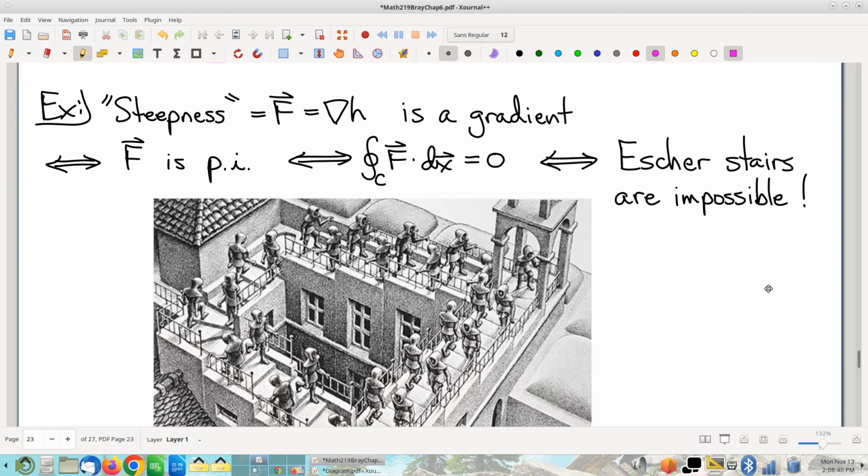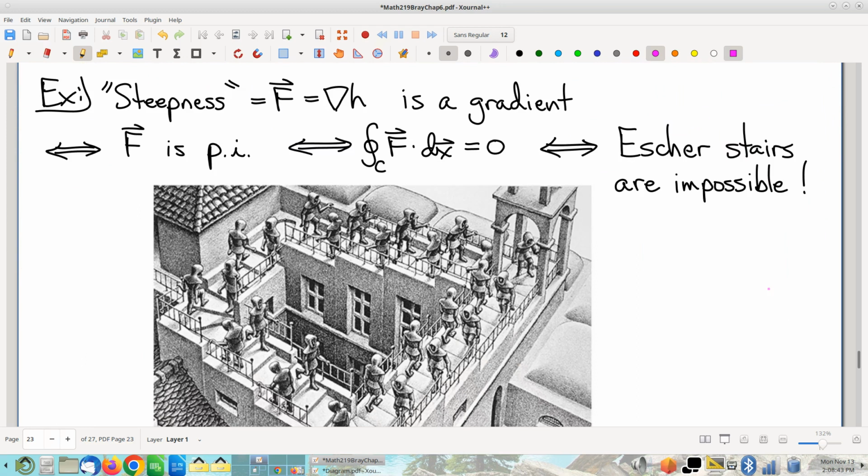Okay, so here's a fun example. I'm going to consider a particular vector field, namely what I like to call the steepness vector field, namely the gradient of h being the altitude function. You remember I like to think of altitude as being a function of x and y, right? Function of longitude and latitude, if you like. Okay, so what can we say about this vector field and why would I call it steepness? Well, the gradient points uphill, and the magnitude tells you literally how steep is it, right? So pretty reasonable, I think, to call this the steepness vector field.